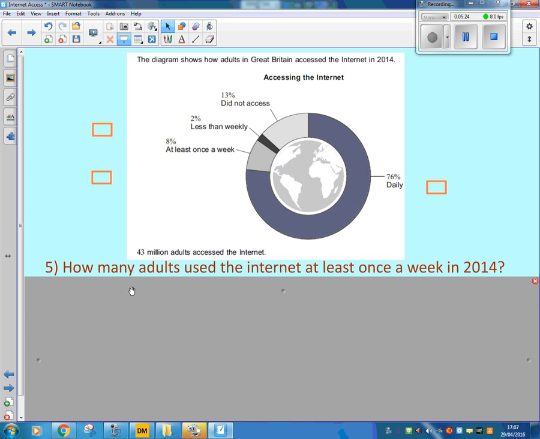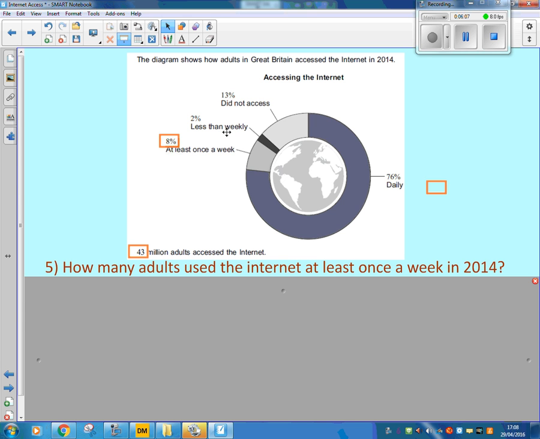The next question. How many adults use the internet at least once a week in 2014? Well, at least once a week, find our figure, 8%. Obviously, we're going to be using that 43 million there, but that 43 million is those who accessed the internet. The 8% needs to be worked out on the entire population. That is 8% of the entire population, not 8% of the 43 million. Now, to find the entire population, what we need to do is find how this 43 million fits in with our percentages.